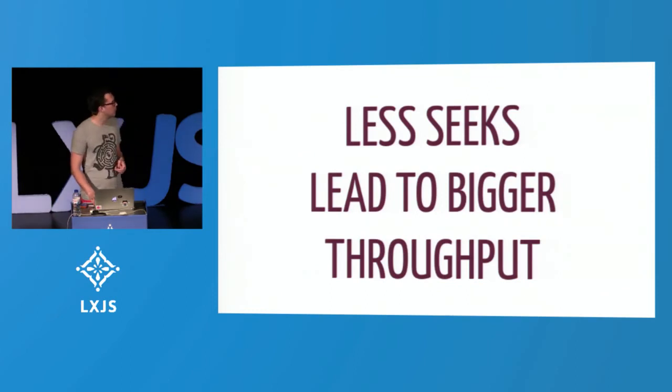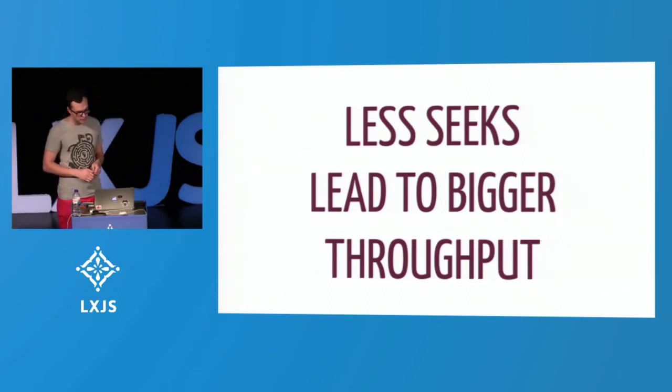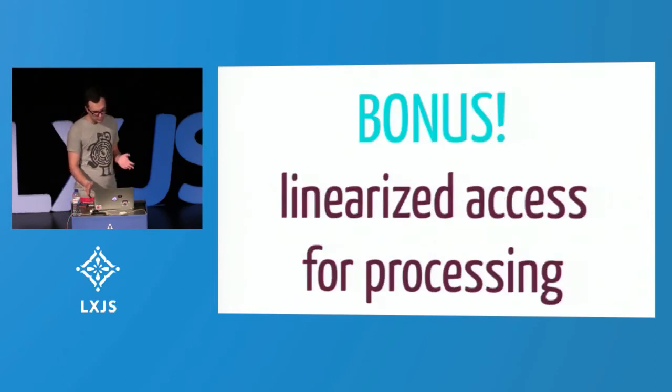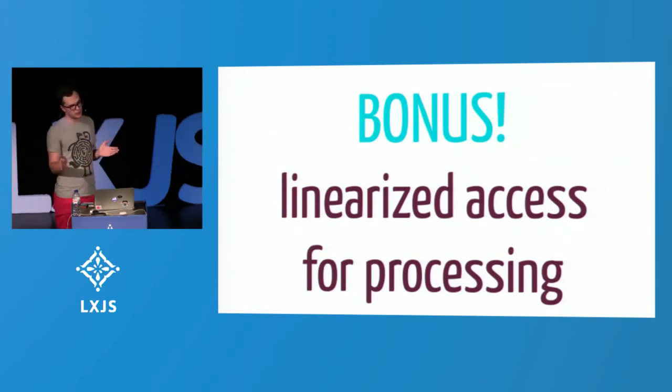So the lesson here is that fewer disk seeks lead to bigger throughput. And what you should actually learn from this is that you should know your bottleneck. In our case, that was disk. And as a bonus for Backpack, we have linearized access for processing. You have these big data files. You can read the whole index and then read the whole big file, and you may emit events for each found photo. Okay.